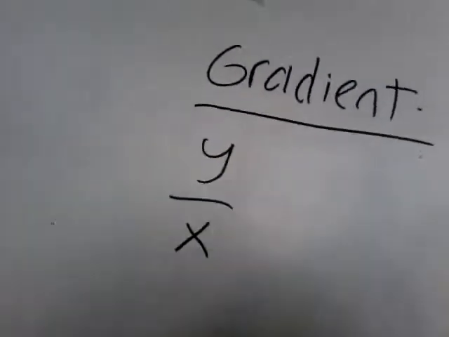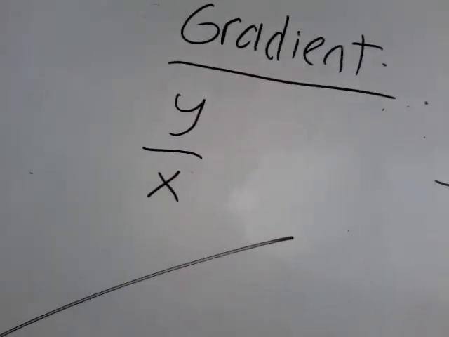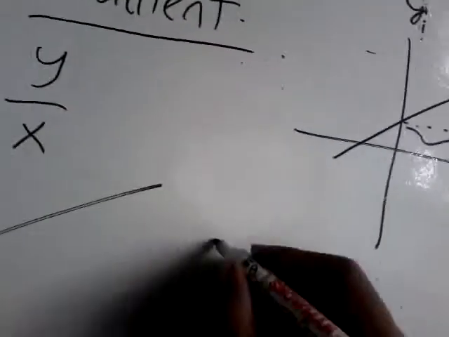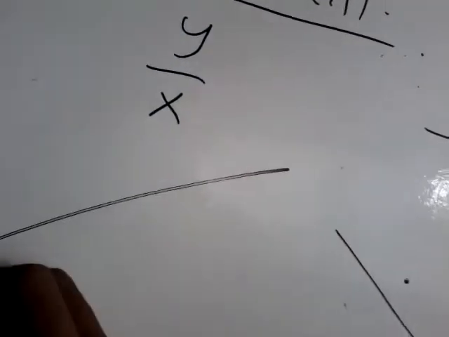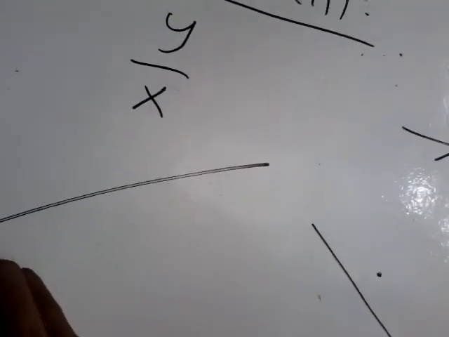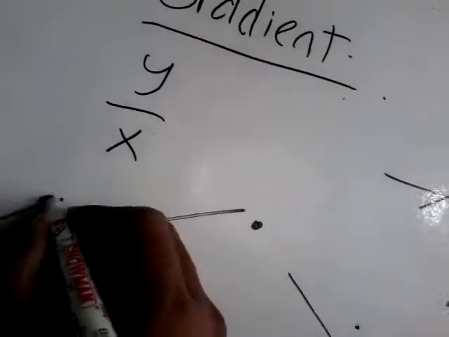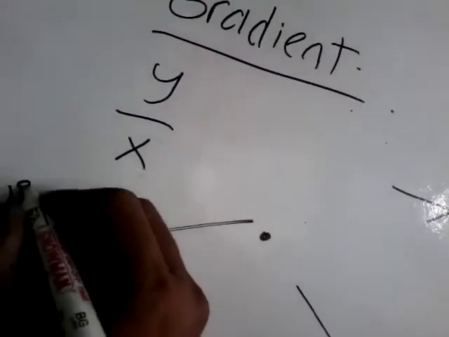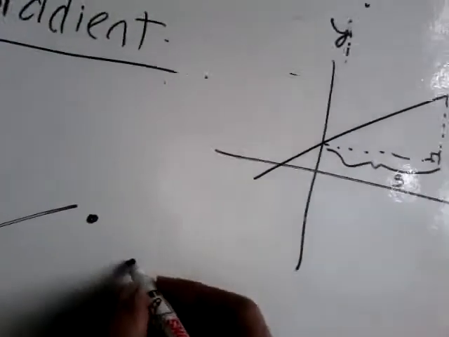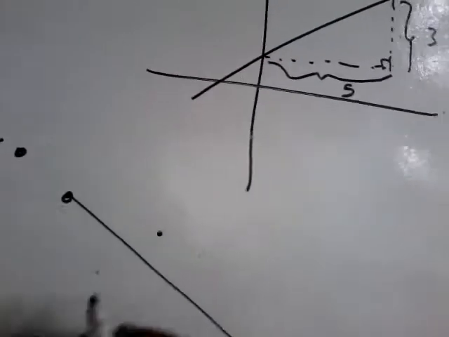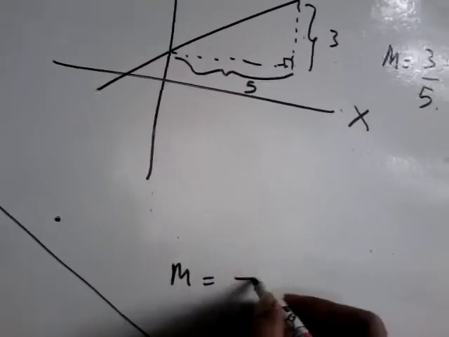Okay. If there is a line like this and this, all you have to do is, if from the left to the right this goes up, the gradient must be positive. If from the left to the right you go down, the gradient must be negative.